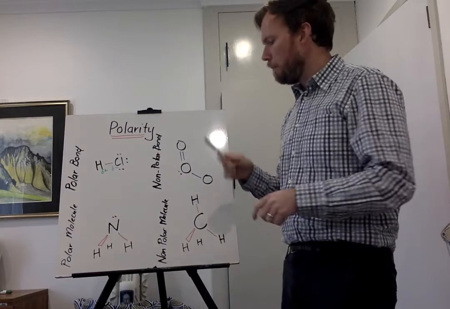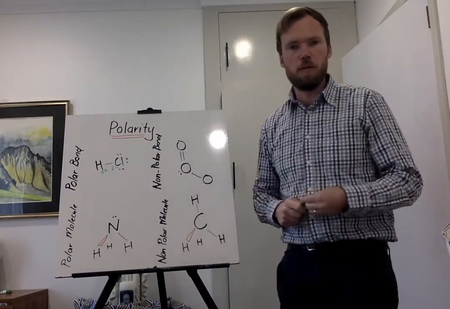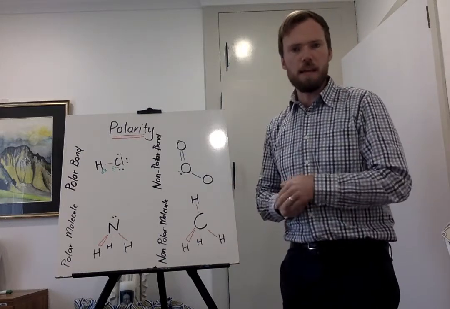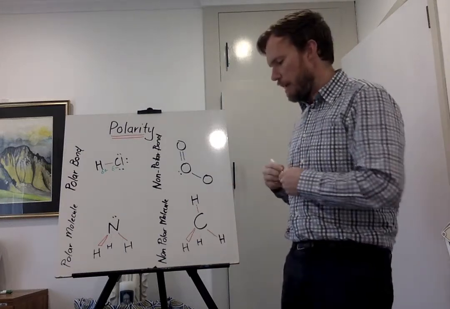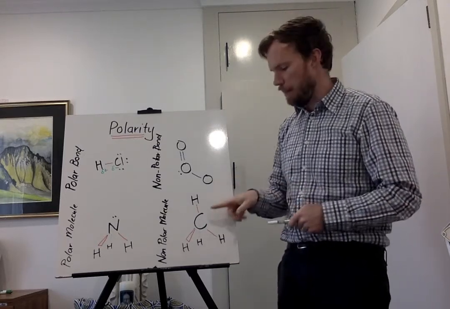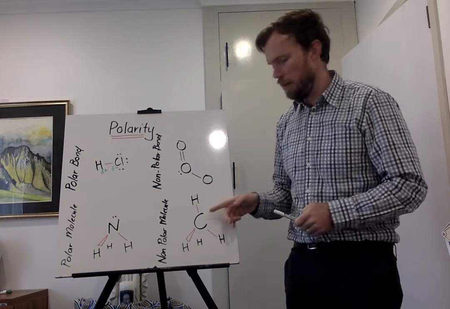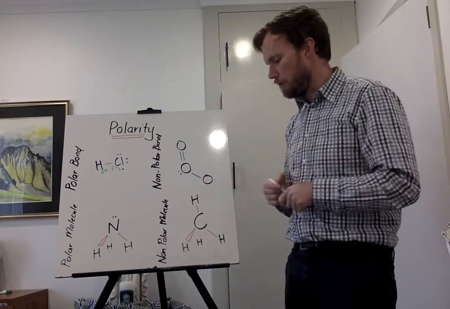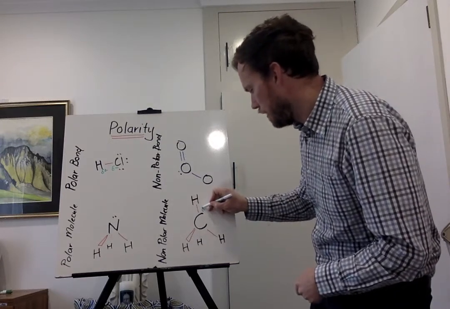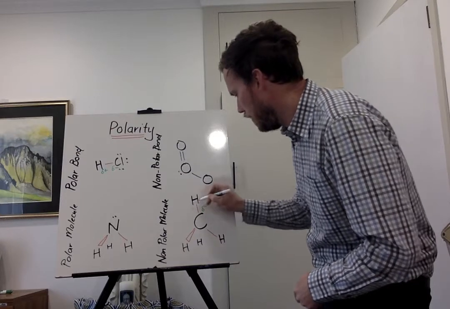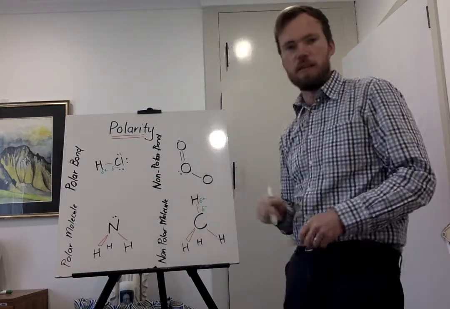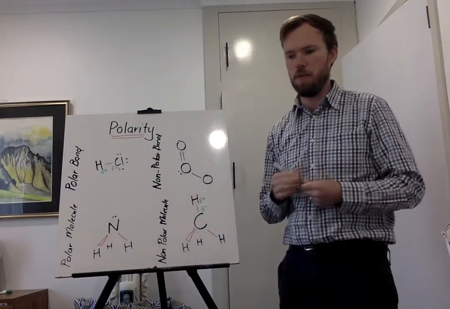So let's have a look at this non-polar molecule down here. The interesting thing about it is that it has polar bonds. There's a difference between the electronegativity of carbon in this methane molecule and hydrogen. Carbon pulls the electrons a little bit more, so it's slightly negative, and the hydrogen is slightly positive. And that's the same for each of these around this tetrahedral molecule.